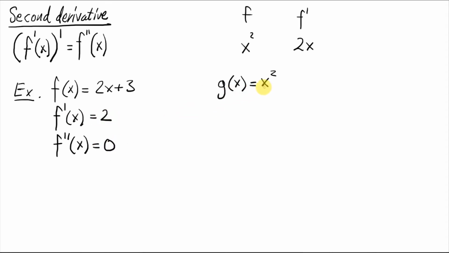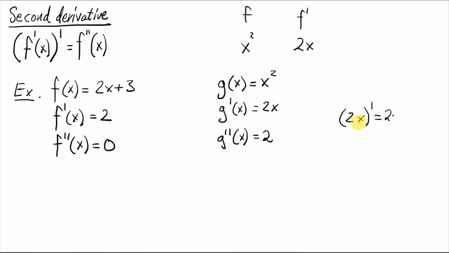Or if you have the function x squared, then the derivative of that is 2x. If you take a derivative of this, you get the second derivative, and that's just 2, since this is a straight line with a slope of 2, or alternatively, this is just a constant multiplying a function, so this is the constant times the derivative of the function x, and the derivative of x is just 1.